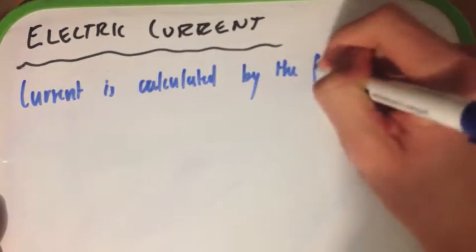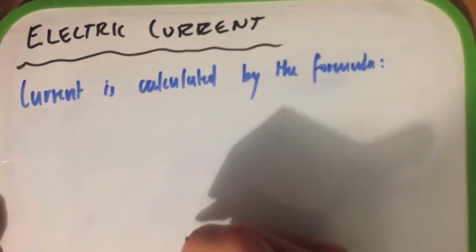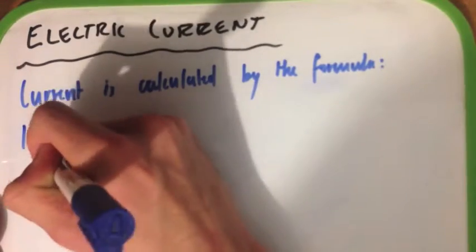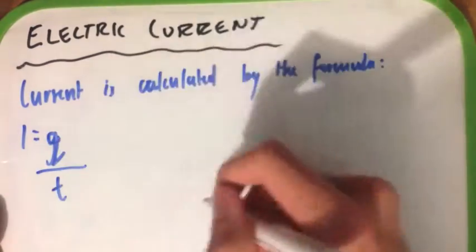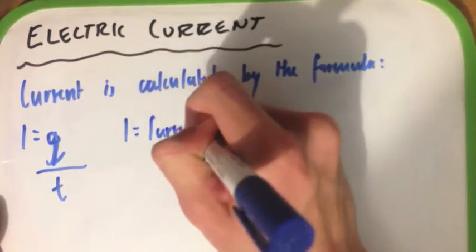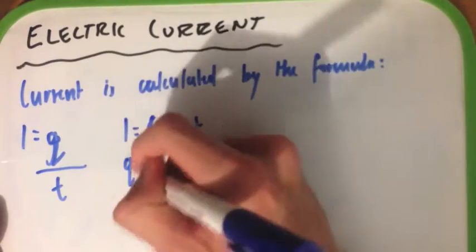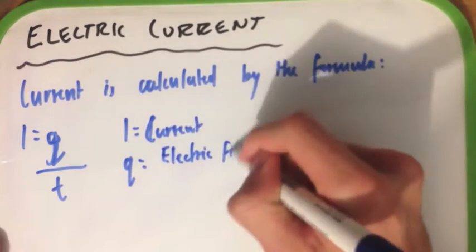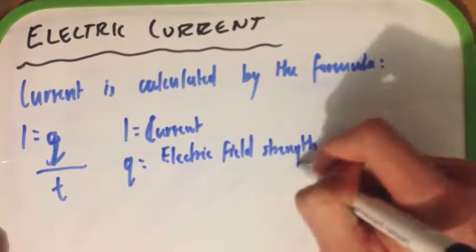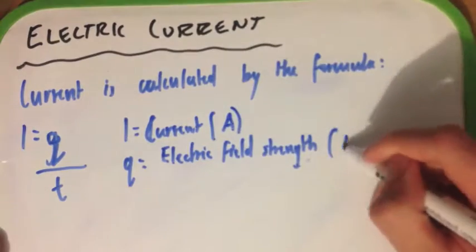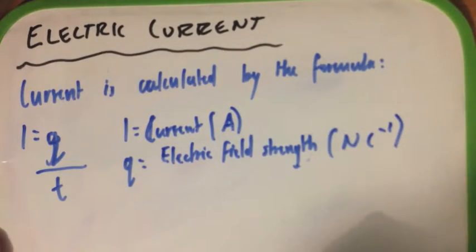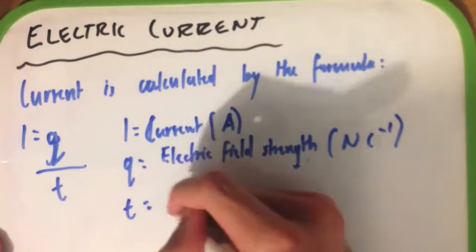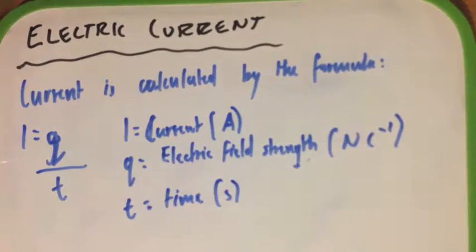Current is calculated by using the formula I equals Q over T. I stands for current measured in amps. Q stands for electric field strength measured in newtons per coulomb, and time is measured in seconds. This formula can be used to find the current in things such as batteries.